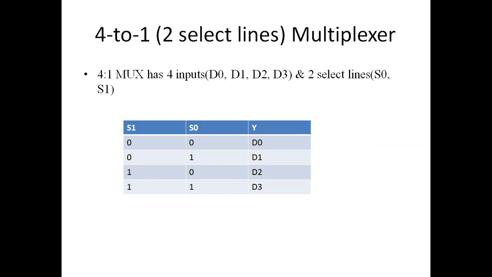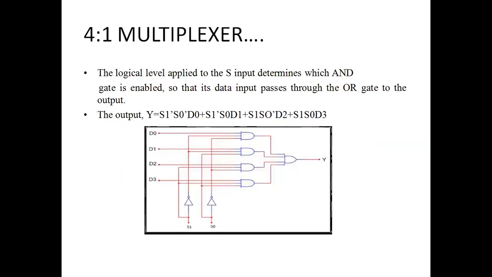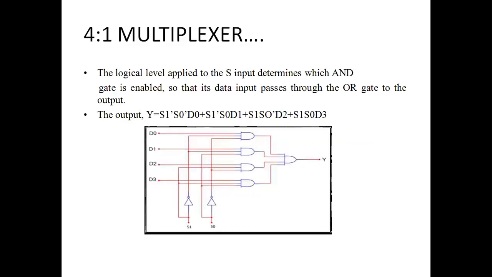Same you can do with the 4:1 multiplexer. Now here we have two select lines, four inputs and one output. Two select lines have four combinations: 00, 01, 10, 11. For each combination, at the output we have D0, D1, D2 and D3 respectively. The same operation will be performed in the 4:1 also, like in the 2:1. Same is the truth table. This is the block diagram. And in the same way, we can study the 8:1, 16:1 and so on.